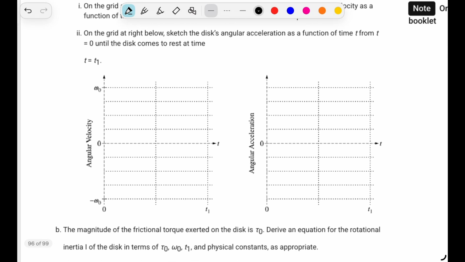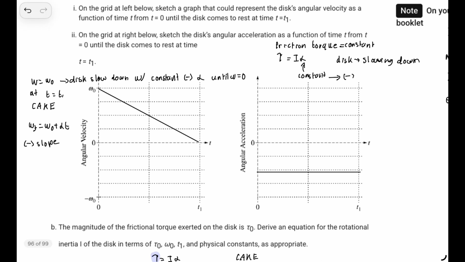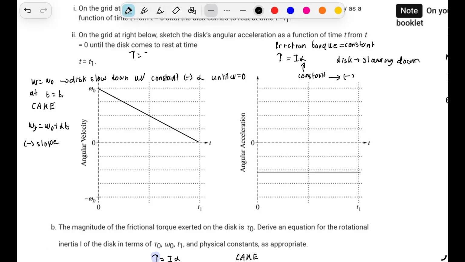For angular velocity versus time, we have omega initial. On the grid at the left below, sketch a graph that can represent the disk's angular velocity as a function of time t from t equals 0 until the disk comes to rest at t equals t1. On the graph on the right, sketch the disk's angular acceleration as a function of time t from t equals 0 until the disk comes to rest at t equals t1. So with rotational kinematics, we have that torque is equal to I times alpha, and angular acceleration is going to be constant because torque is constant, and I is also going to be constant. So all three of these are constant.